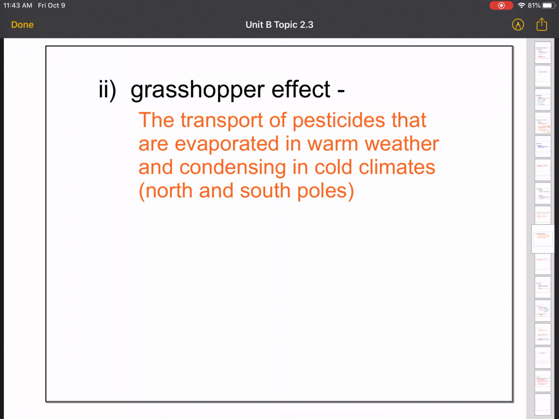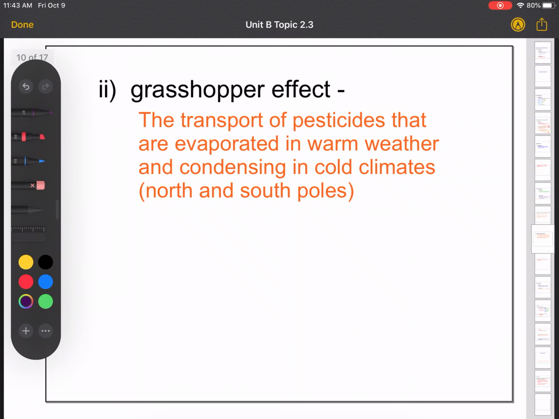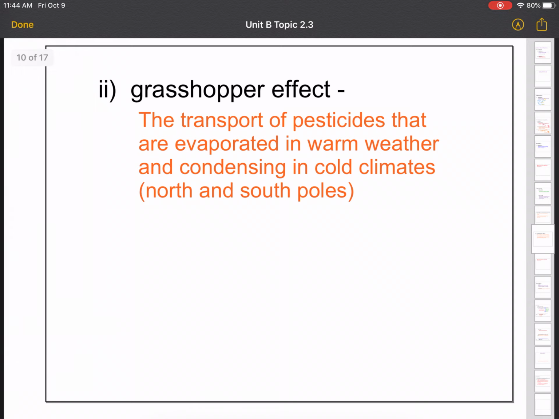The grasshopper effect is the transport of pesticides that are evaporated in warm weather and condense in colder climates, so at the North and South Pole. So for us, this isn't great. If there's lots of pesticides being used in the States, for instance, in warmer areas, let's say Texas, they're a lot warmer there. Well, the air can travel up towards the poles, and we're closer to the North Pole. And then as it gets closer up here, the air gets colder and it condenses and rains back down. So we end up getting these pesticides being put onto our soil instead of where they were originally put out.